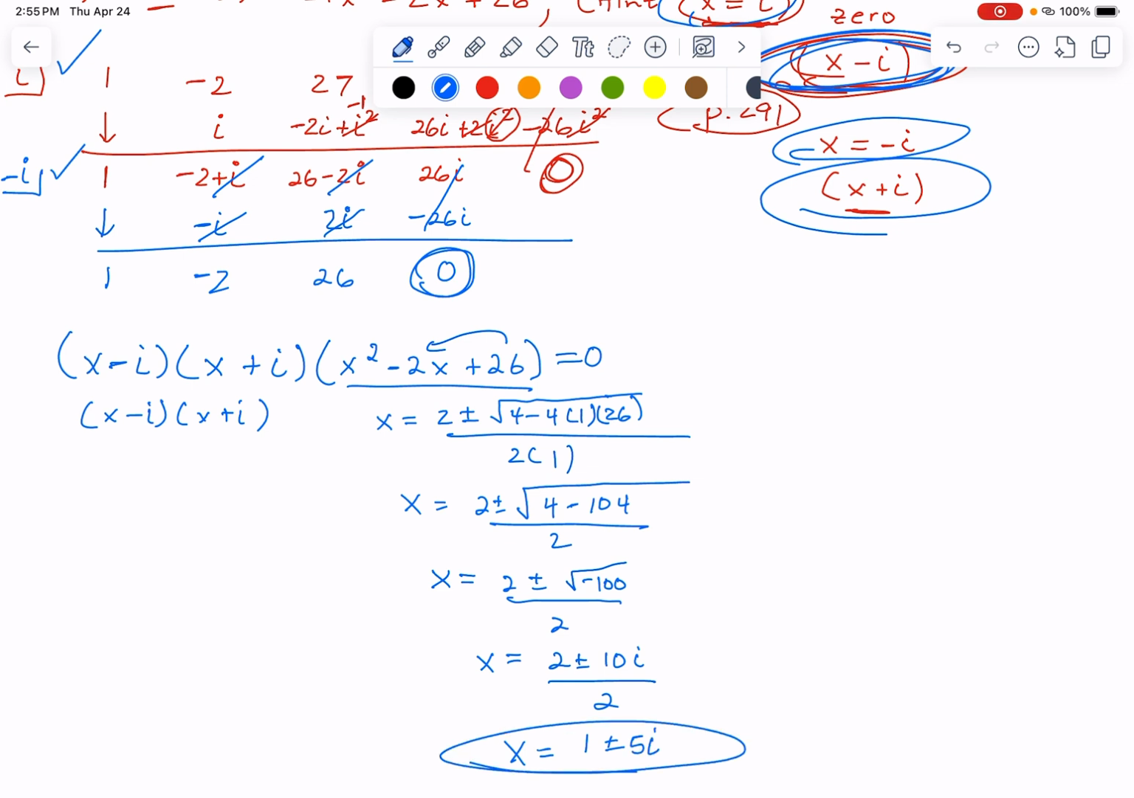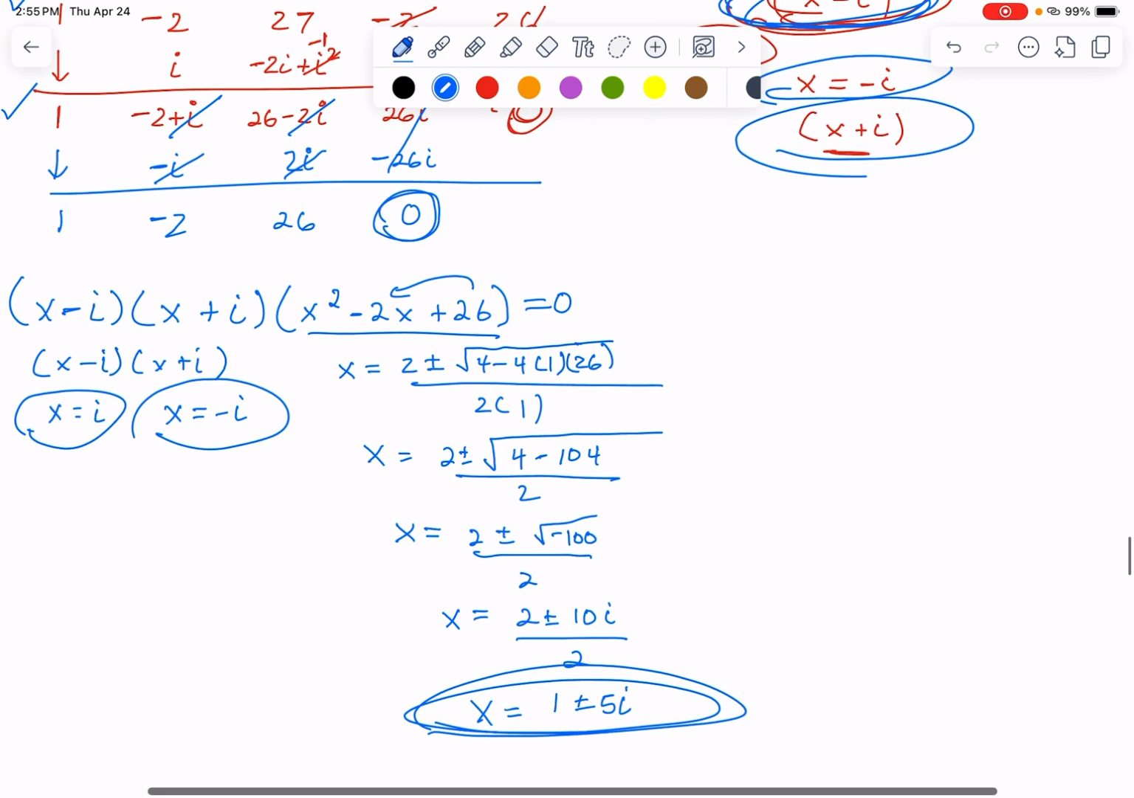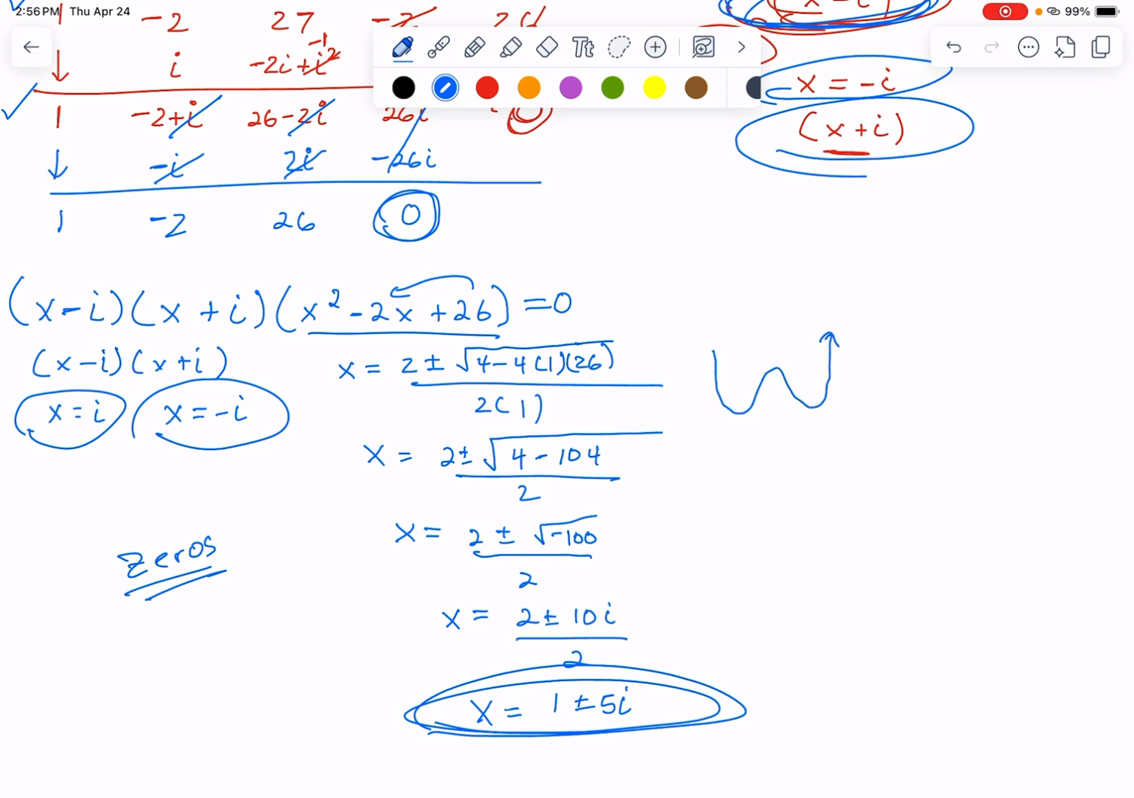So now we have x equals i, x equals negative i, and x equals 1 plus or minus 5i. These are all the zeros. And that makes sense because there should be 4 of them: 1, 2, 3, 4, and it has to add up to the 4th power. You would know, because all the zeros are imaginary, this graph would never cross the x-axis. It'd be above the x-axis but never cross it.